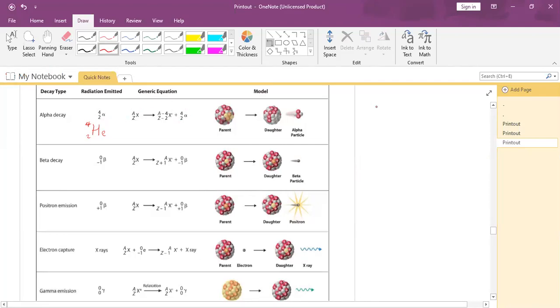Sometimes they can give you something like, I'm going to make up something. It's not an actual radioactive substance. So let's say I have X. And this is 50 here. Let me make this like 50. And let me make this, let's say I put 10 here.